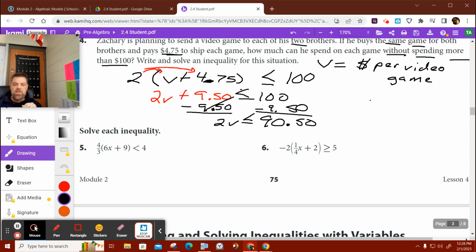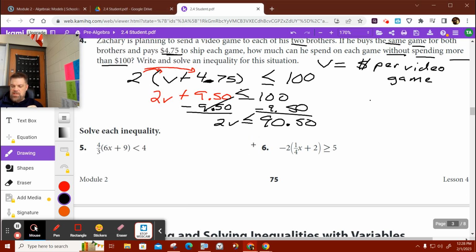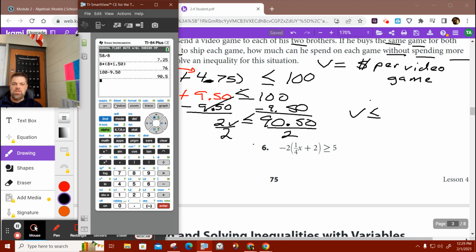I think it's 90.50, but we could check it out. How do you do that? You just take 100, and then you subtract 9.50. Yeah, 90.50. All right, we're almost done. Is V by itself? No. How do I get V by itself? Very good. Yes, you divide by 2. Good job. So then V would be less than or equal to whatever 90.50 divided by 2 is. I think it's $45.20 or $45.25. $45.25. Let's see. Divided by 2.